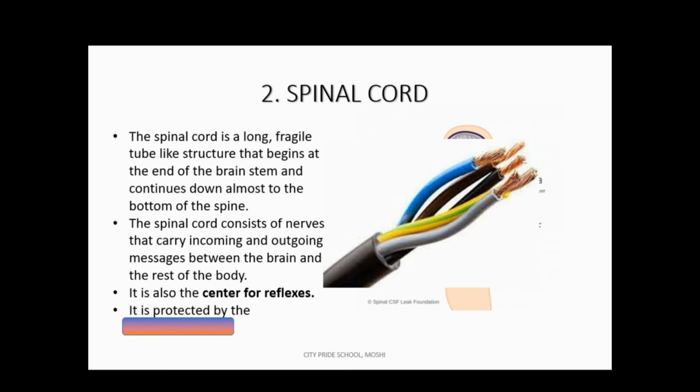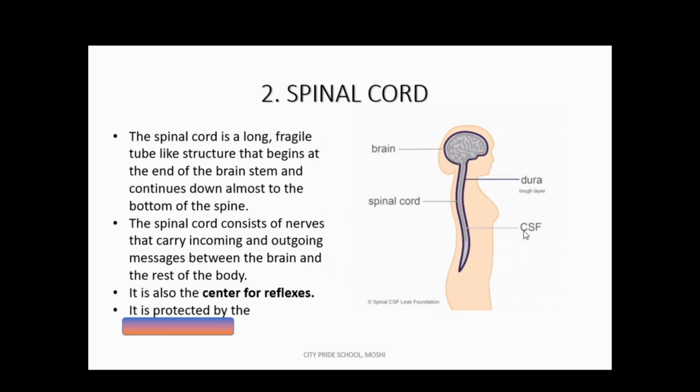Now let us learn about the spinal cord. It is really a bundle of nerves which carry the incoming and outgoing messages between the brain and the rest of the body. It is a long and delicate tube-like structure that begins at the brainstem and extends till the bottom of the spine. The spinal cord is considered the center for reflexes, and we will see why later on in this video.